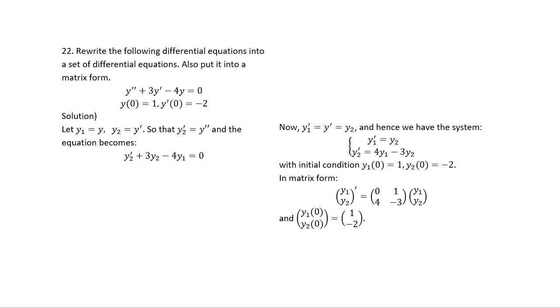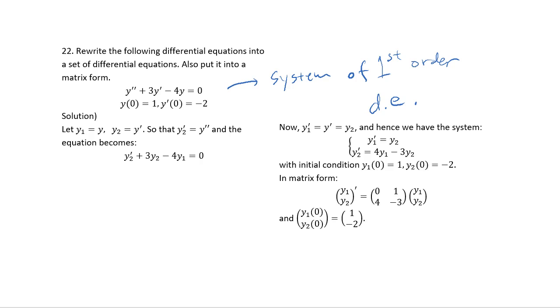All right, now let's see. Rewrite the following differential equation into a set of differential equations, also put it into matrix form. Here is what we have, and the goal is to write this as a system of first order differential equations.